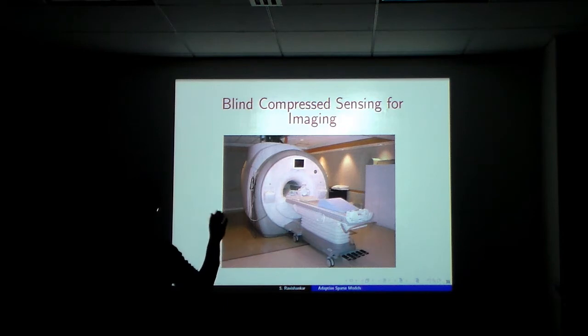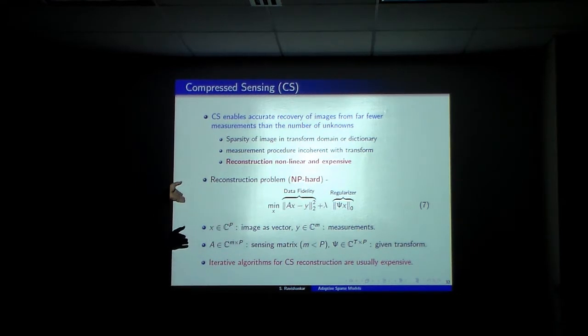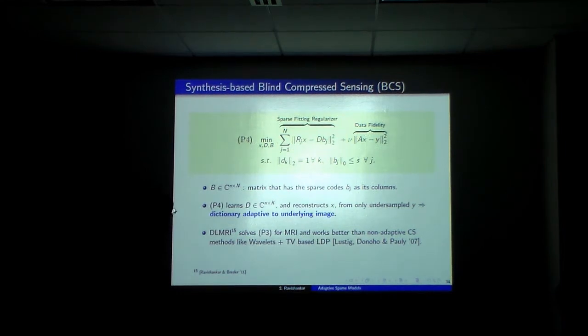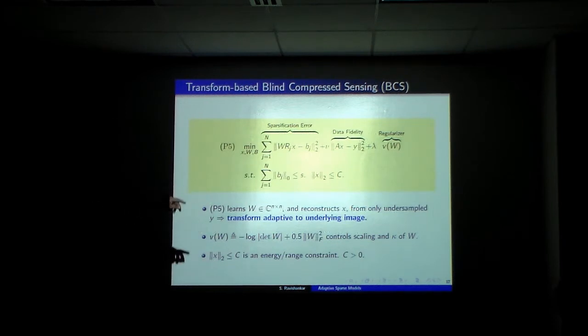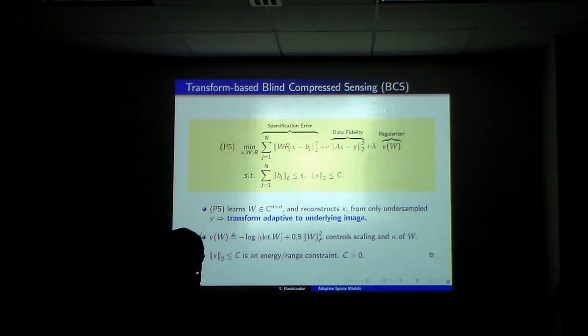So we have applied transform learning to compressed sensing, essentially using transform learning as a regularizer in compressed sensing. Compressed sensing is basically the problem of solving a system of underdetermined linear equations, but with a sparsity regularizer. It is useful in a lot of imaging applications like MRI and CT, where you work with undersampled data. You can use transform learning as a regularizer in compressed sensing, and you have what is known as blind compressed sensing, because you're blind to the model.